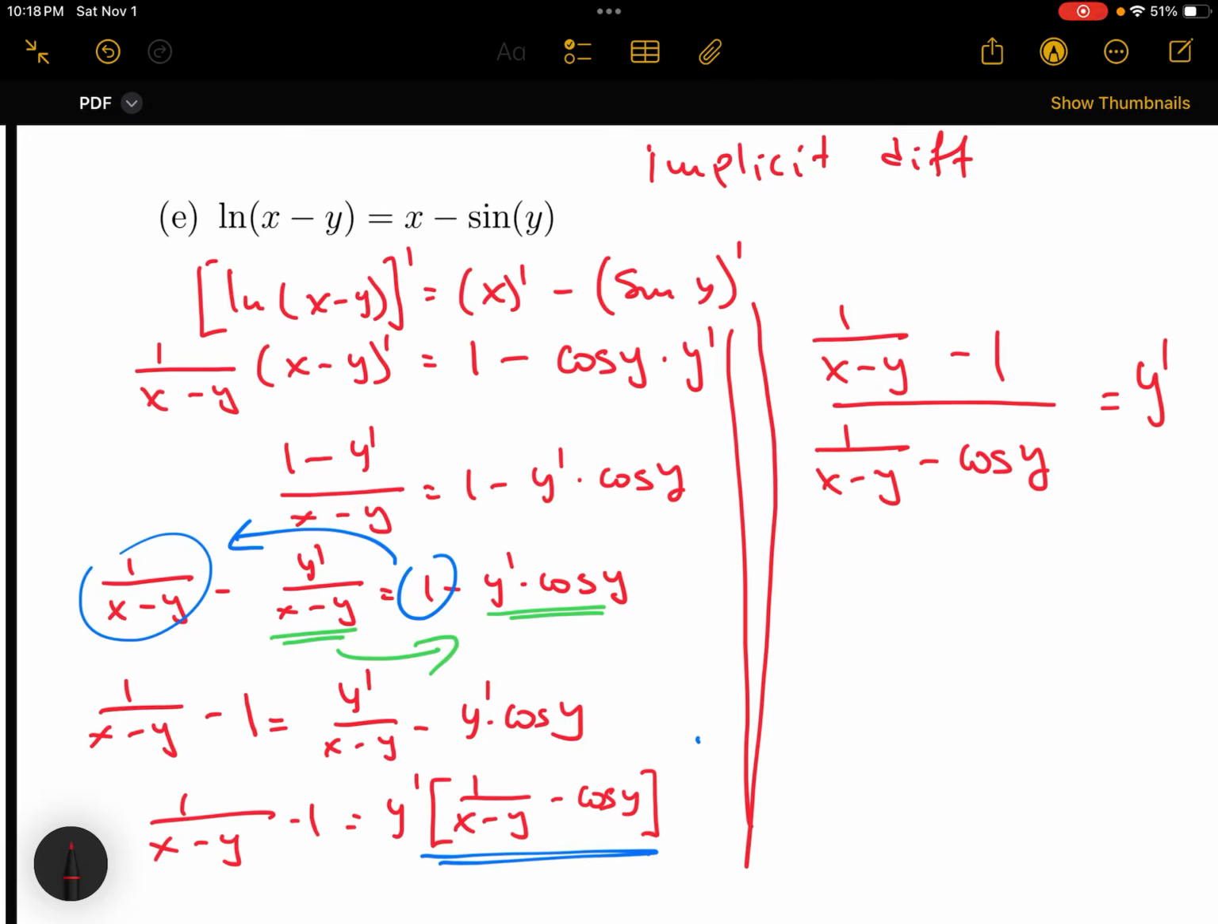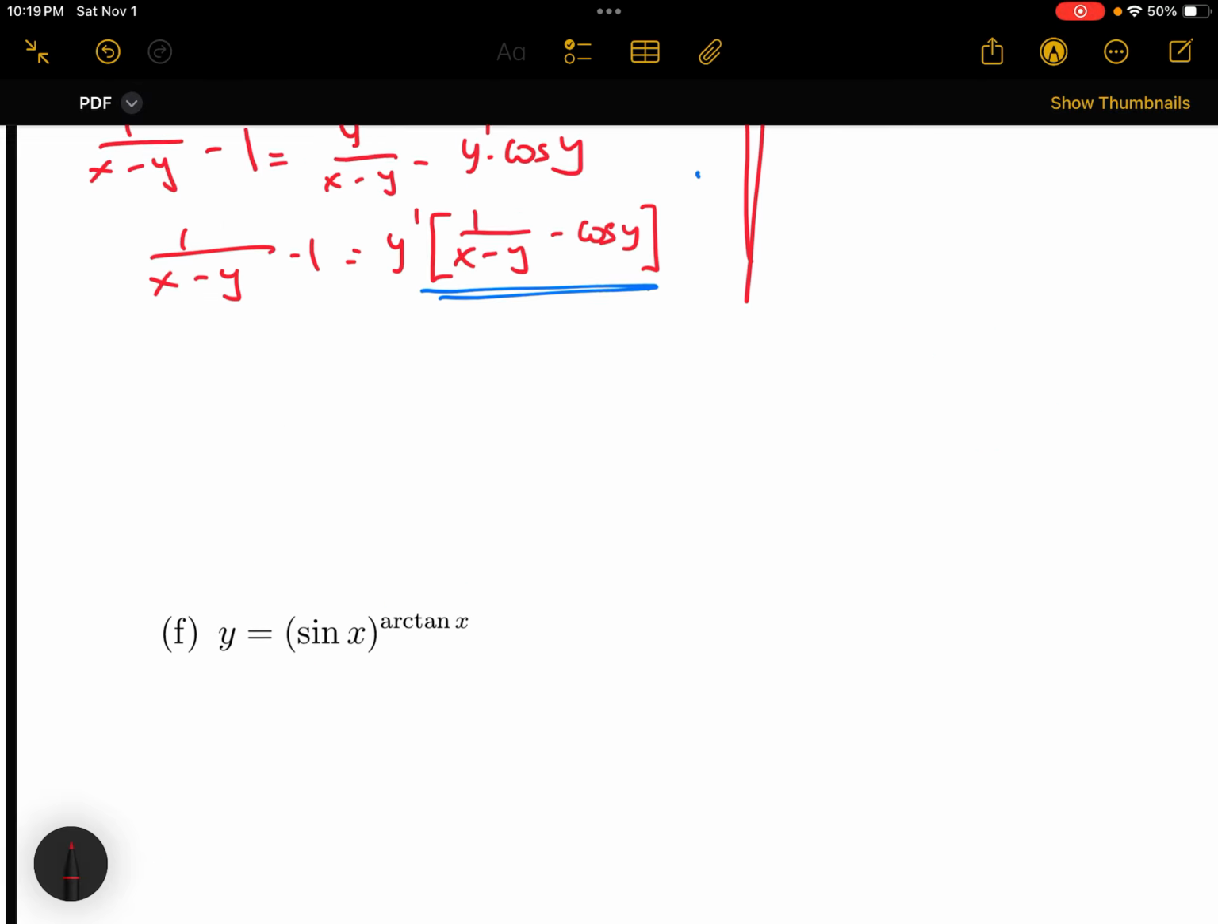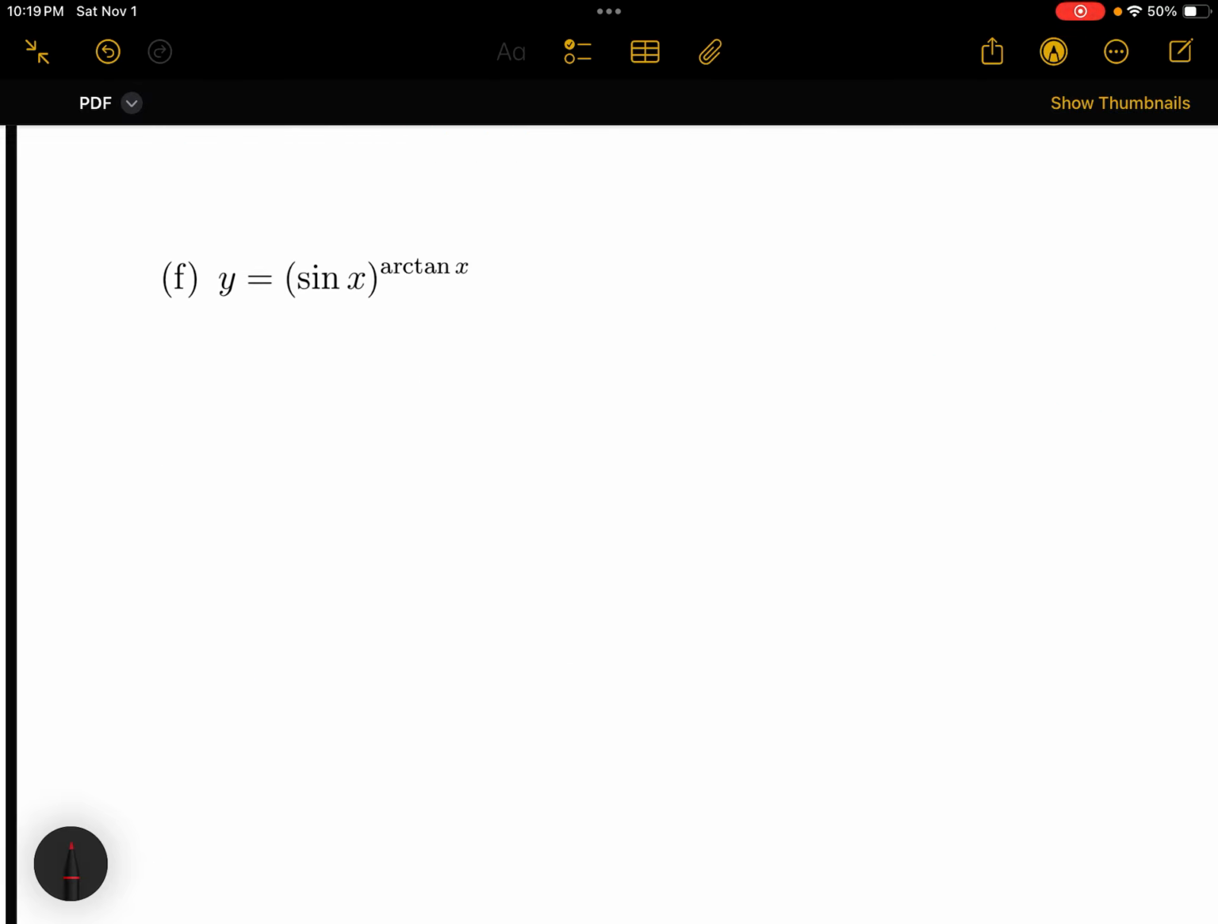And because the function y was not defined explicitly in terms of x, the derivative y prime also is going to depend on both x and y. In other words, it's going to be expressed in terms of x and in terms of y. It's impossible to express y prime solely in terms of x. Moving on to the next problem.